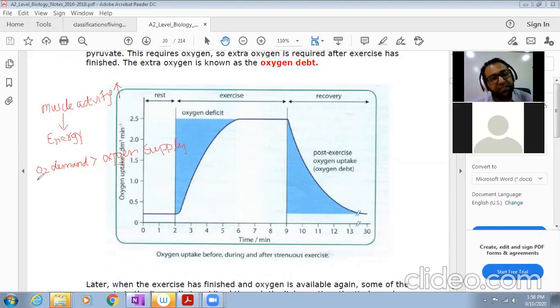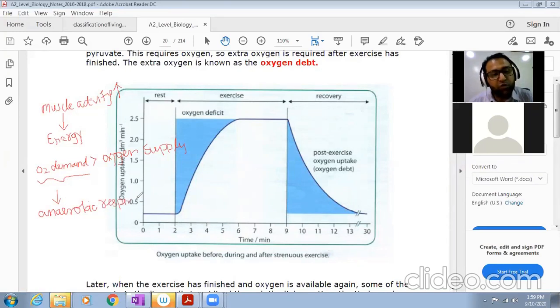So if oxygen demand is high initially, and there is a deficiency of oxygen, this condition is called oxygen deficit. So when there is deficiency of oxygen, some of my cells will start what? Anaerobic respiration. Some of my cells will start anaerobic respiration.